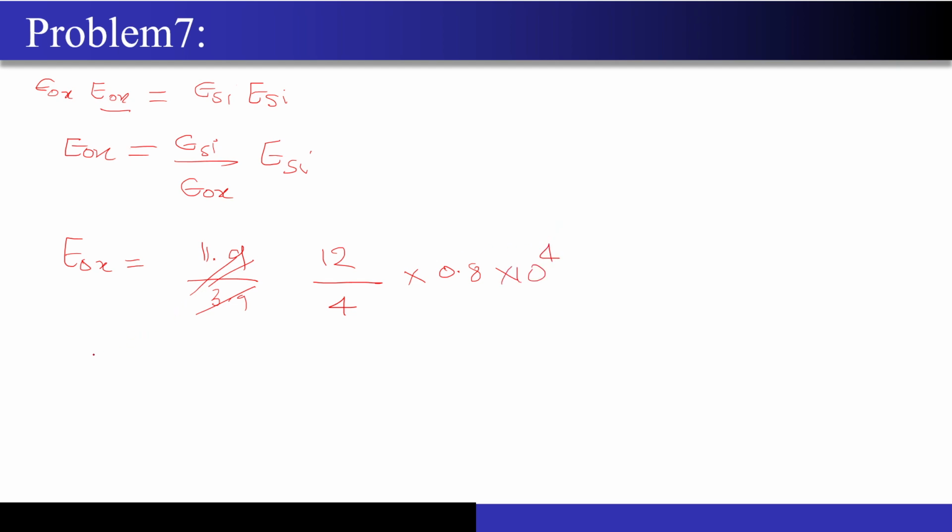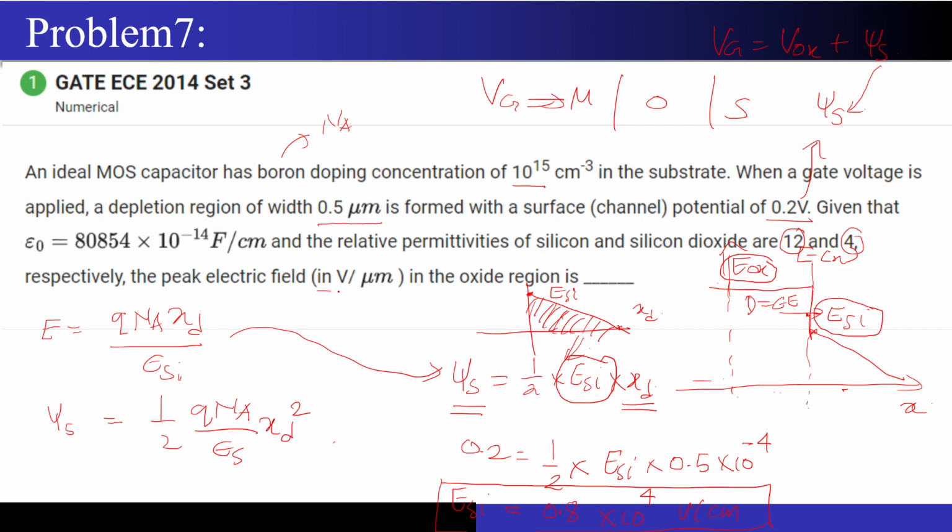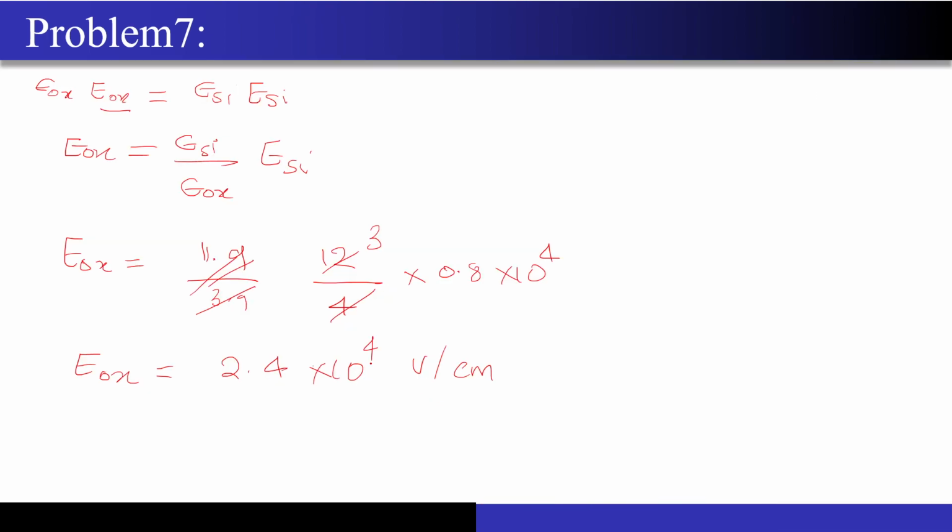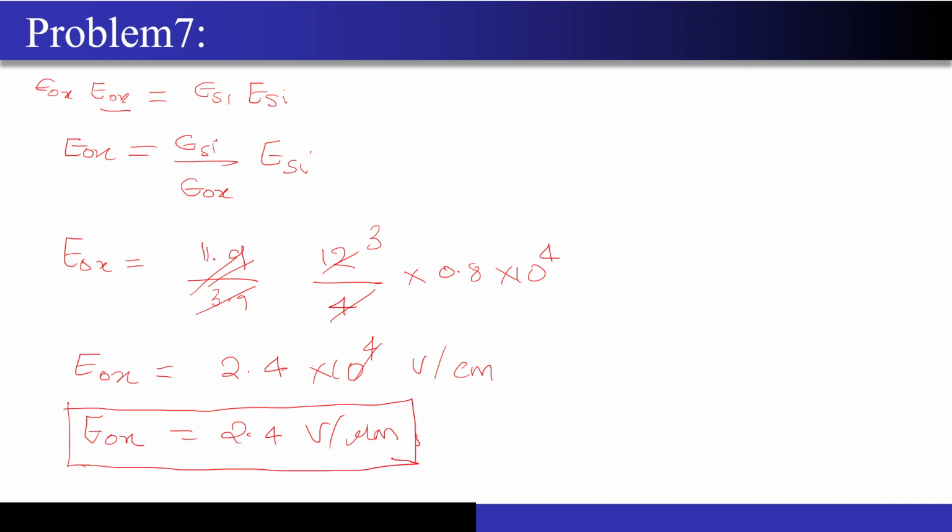The moment you solve this numerical, this value will come out to be around 2.4 into 10 to the power 4 volts per centimeter. They are asking the question in volts per micrometer, so if I remove this 10 to the power 4, this becomes 2.4 volt per micrometer. This is the field that you will see in the oxide. This was the GATE question, not very hard, not very easy as well.